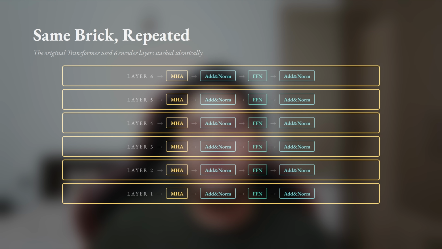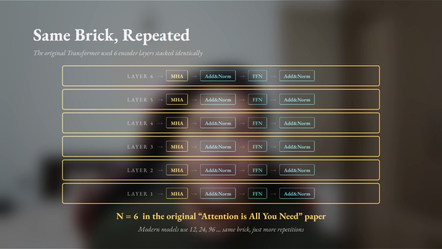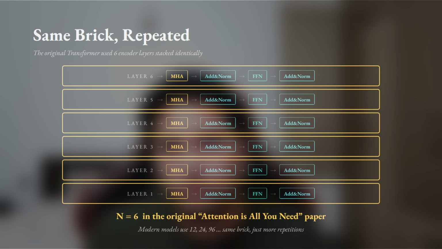The original transformer used N equals 6, that is N stacked layers. GPT-2 uses 12 layers, GPT-3 uses 96 layers. The architecture scales by stacking more of the same brick, not by designing new kinds of bricks. The brick itself has not changed since 2017.